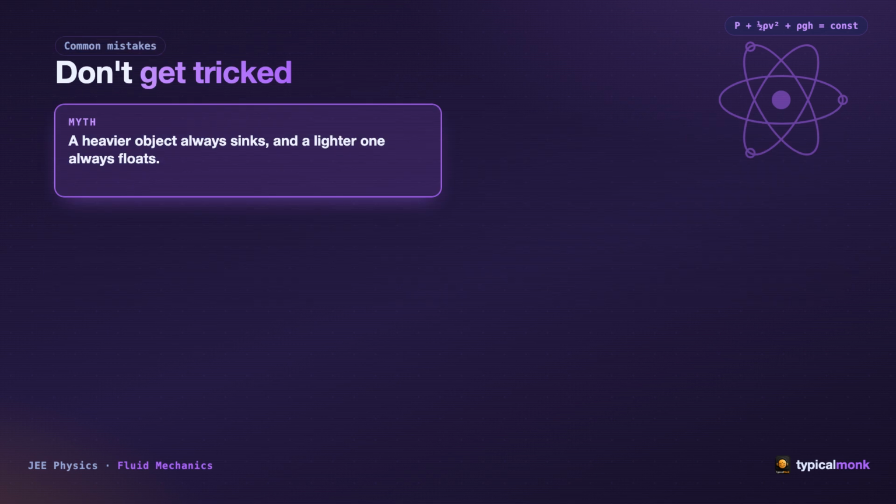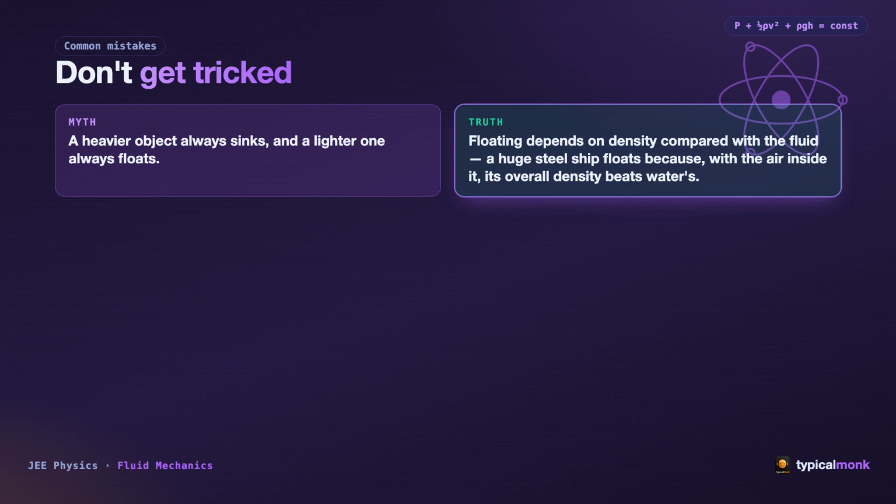Now let me save you some marks. Two myths that trap thousands of students every year. Myth 1. A heavier object always sinks, and a lighter one always floats. It feels so natural, surely weight alone decides. But here is the truth. Floating depends on density compared with the fluid, not weight alone. A massive steel ship floats because, with the air inside its hollow hull, its overall density is less than water's, while a small solid steel ball sinks at once.